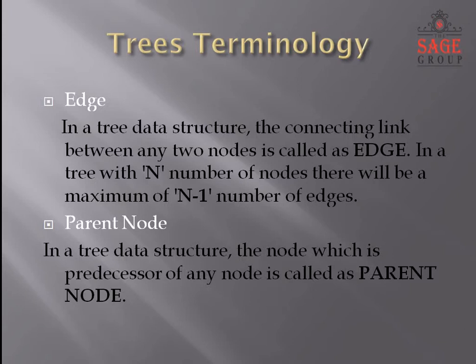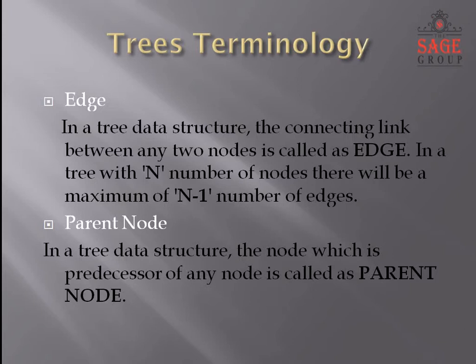Then the next definition is an edge. An edge in a tree data structure is the connecting link between any two nodes. As I told you earlier in this class, if we have n nodes, then there will be n minus 1 edges.